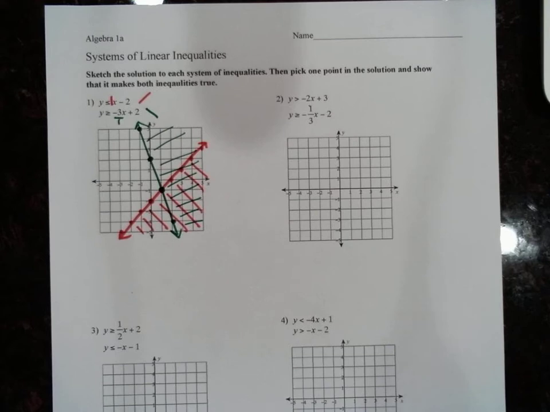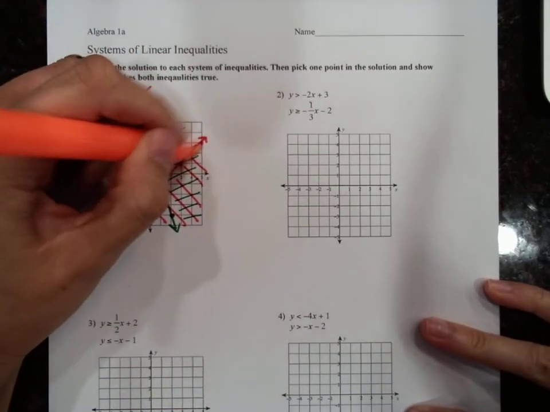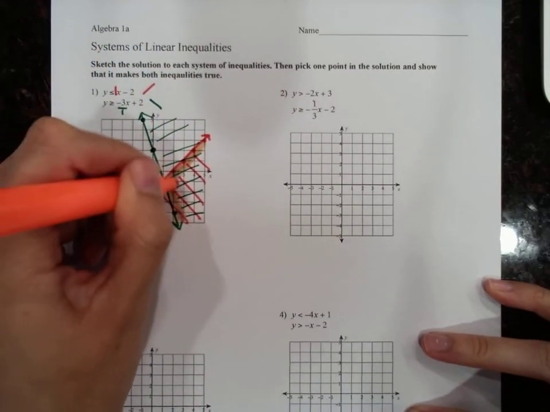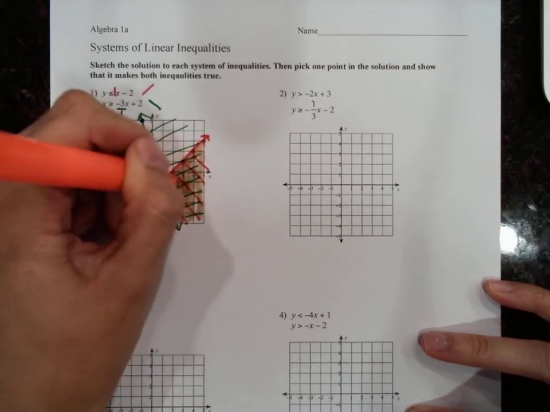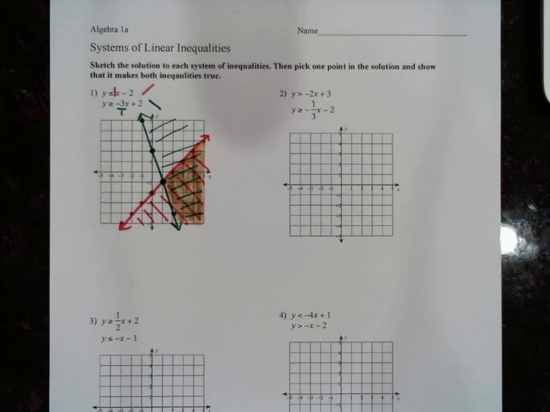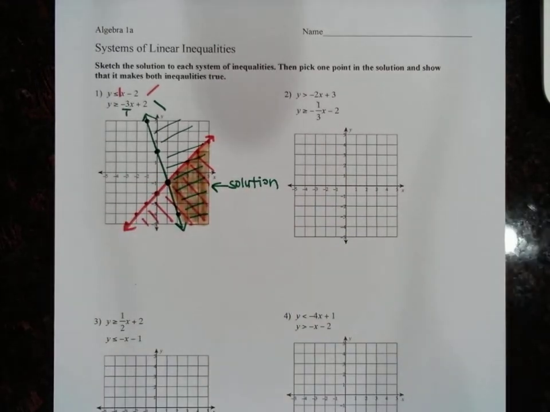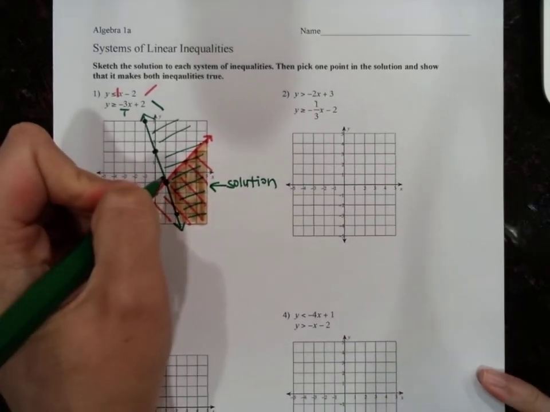And then remember, you want to now darkly shade the overlapping area. So where is it shaded red and green? Right here, below this red and above this green. So this area right here. That region right there is the solution. And let's prove it. So we're going to pick a point.